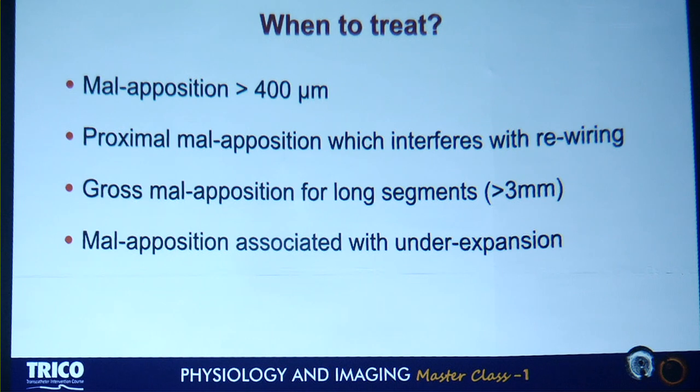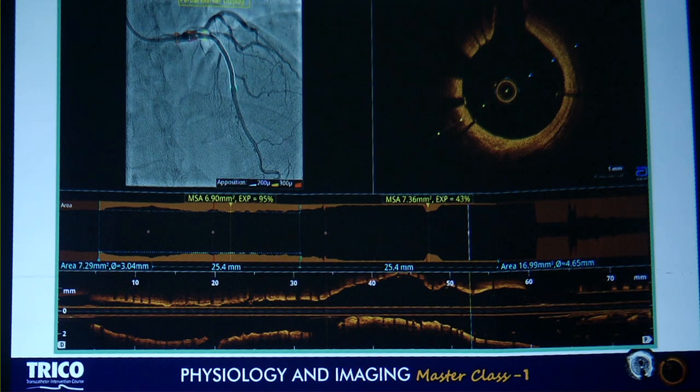And malapposition, when to treat? Whenever malapposition is more than 400 microns, or proximal malapposition which interferes with rewiring, because if the POT is not done, that can be a problem. Again, in the panel discussion, we have a great case to show that. Gross malapposition for a long segment of more than 3 millimeters, and malapposition associated with underexpansion, are to be treated.